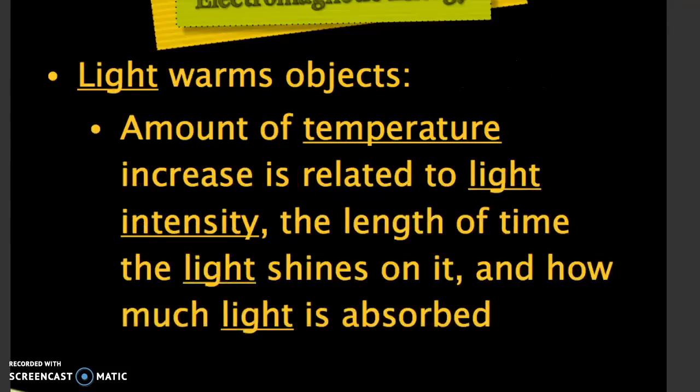So the first thing that happens is that light warms the object. So the amount of temperature increase is related to the light intensity, the length of time that the light shines on an object, and how much light is absorbed. So we have talked a little bit about the word absorbed. We've seen it a couple of times in class. But today we're going to be focusing on what actually happens when light is absorbed.